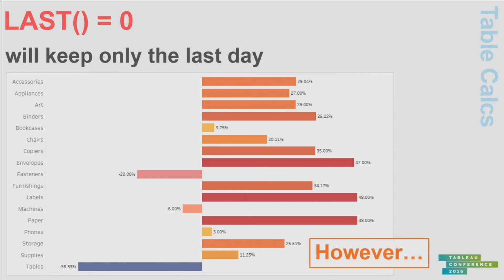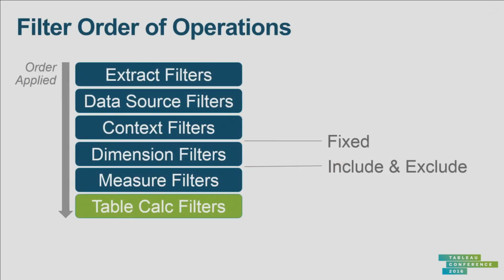However, can anyone tell me the problem with this? Or something to keep in mind? Data needs to be sorted. Yep, I'm just not good at taking screenshots on that one. You would need to make sure you're computing against the right things for the table calculation to work. But actually, we're going to be focusing on when table calculation filters run.